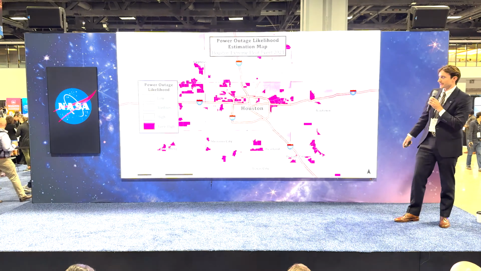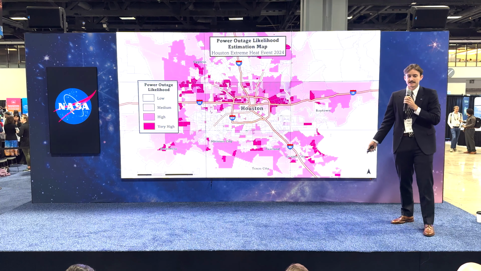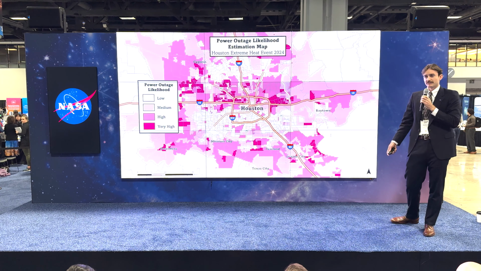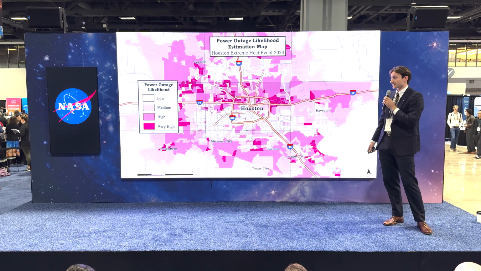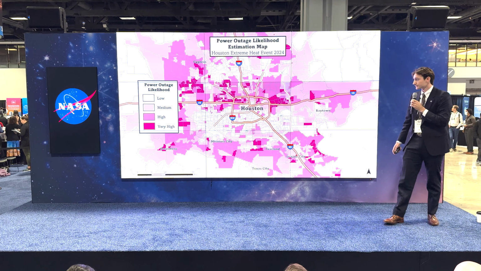And then we can go to that demographic boundary. So this is power outage likelihood by census tract. So now we have that first step. We have a little bit more information about who is in the areas that might be experiencing power outages. And we're going to keep going.